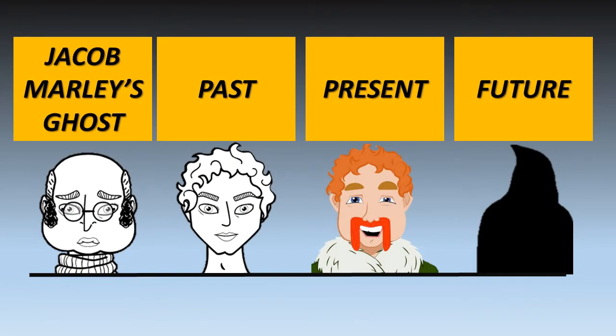We've got Jacob Marley's ghost, the ghost of Christmas past, the ghost of Christmas present, and the ghost of Christmas future. Each one of them has got a slightly different message. So the first ghost, Jacob Marley's ghost, reminds Scrooge that if he doesn't change the way he lives his life, he will face consequences in the afterlife. That's a message for the reader too.